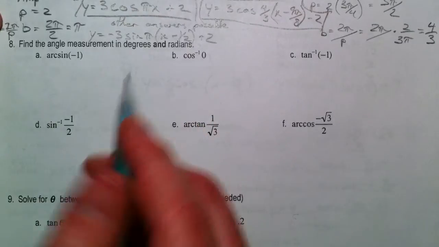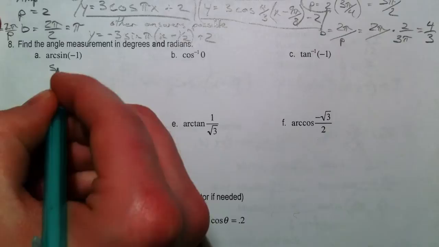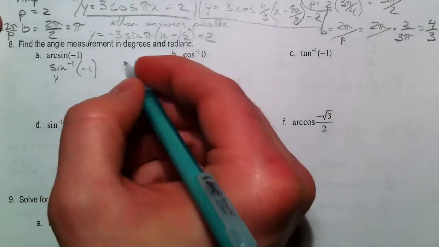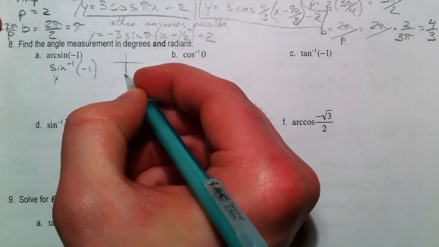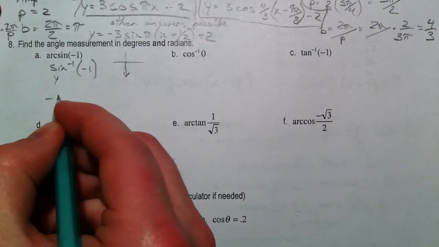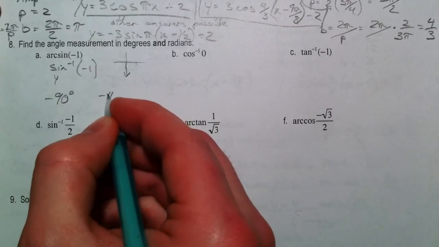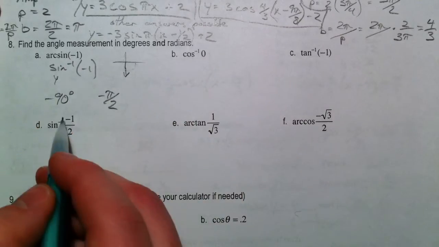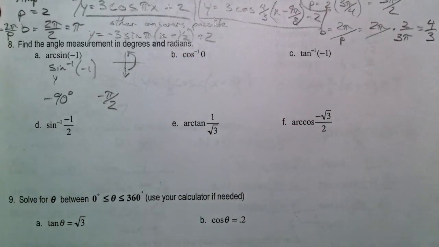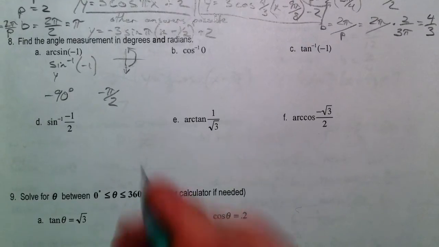Find the angle measurements in degrees and radians. What's the arc sine? The inverse sine of -1. This is the same notation as this. We're looking for a y value. Where's the y value -1? Only in one spot when it goes straight down. That's -90 and half of pi, so -pi over 2. Remember that it's only defined between negative 90 and 90. And so that's why we say negative 90 instead of 270, or negative pi over 2 instead of 3 pi over 2.